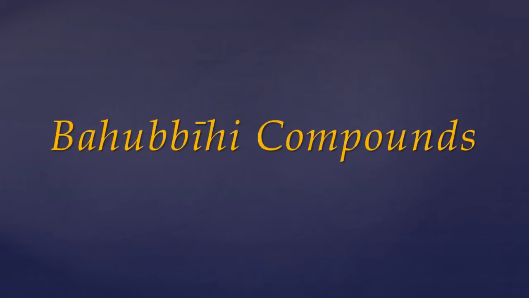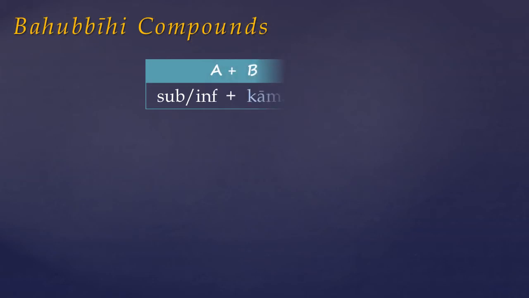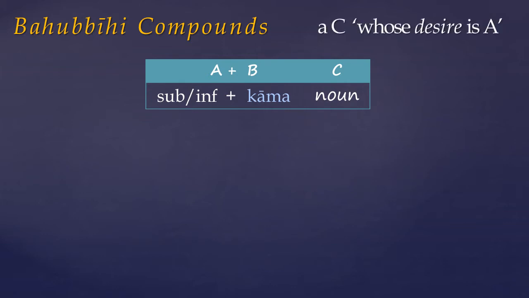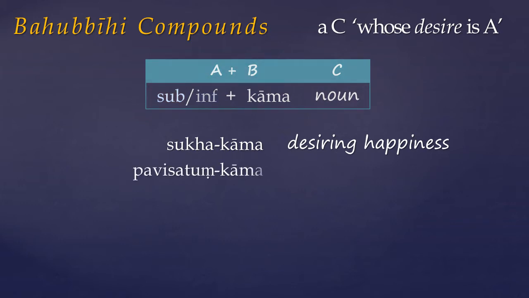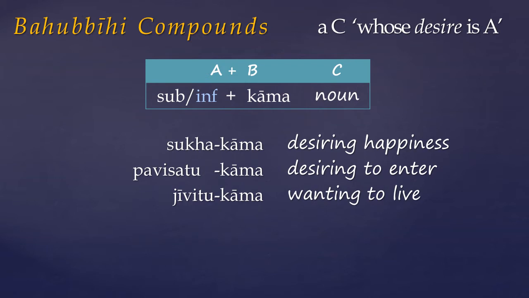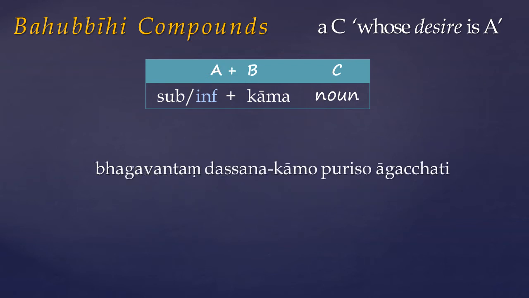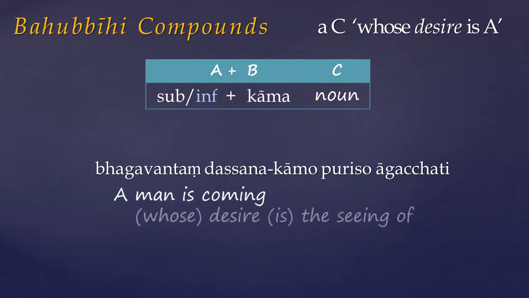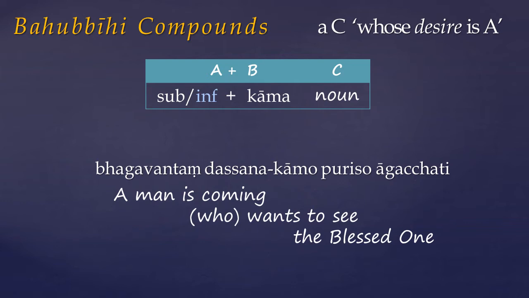Okay, next Warder gives us yet another variation on Bahubbīhi compounds. The word karma, when acting as the second member of a Bahubbīhi, means desiring or wanting, literally, whose desire is. The first member can be a noun or an infinitive. And when it's an infinitive, the nigahita is dropped to leave to. Action nouns, those ending ana, can also be used as an alternative to the infinitive. Dasana karma is quite common, literally, whose desire is the seeing of. And these are often better rendered into English by a straight infinitive. A man is coming who wants to see the Blessed One. And refer to Lesson 19 if you want more on infinitives or action nouns.